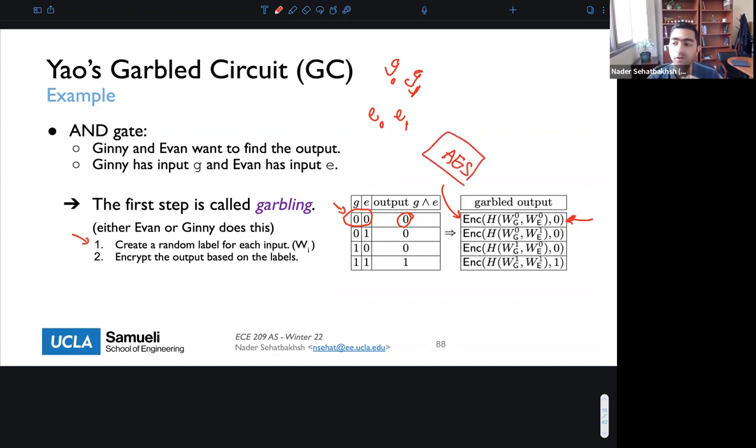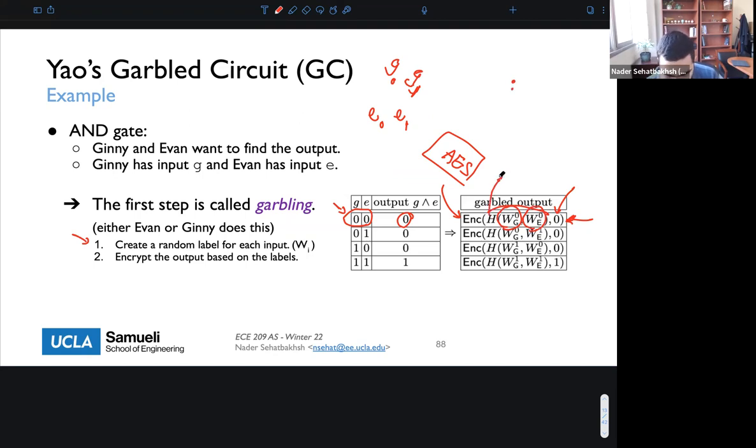So let's say there's an encryption mechanism such as AES. What we do is create an encryption for input 0, for the output 0. And for this input here, as you can see, the input is labeled 0 for G and labeled 0 for E, right? Because 0, 0 is the input for this specific one.